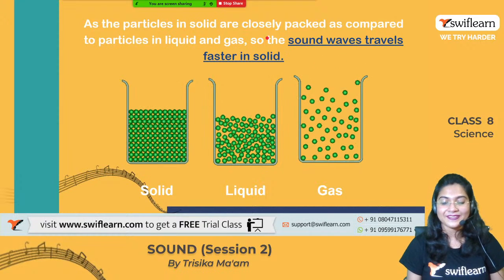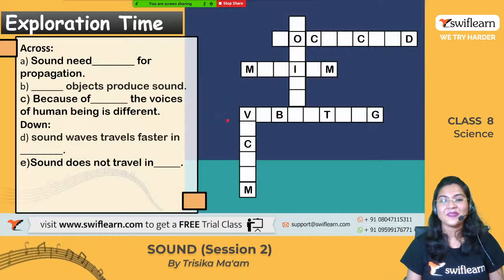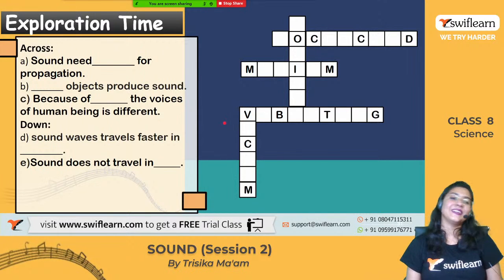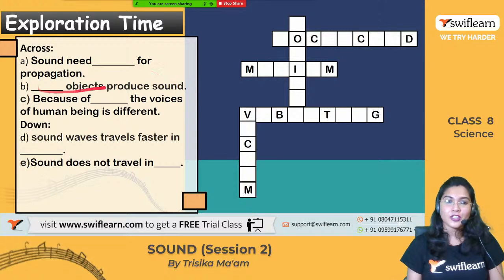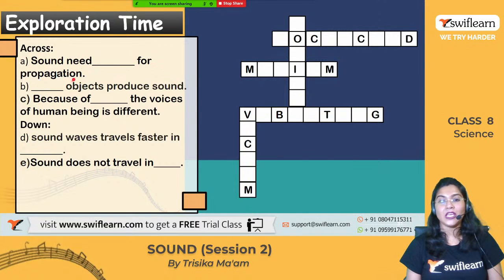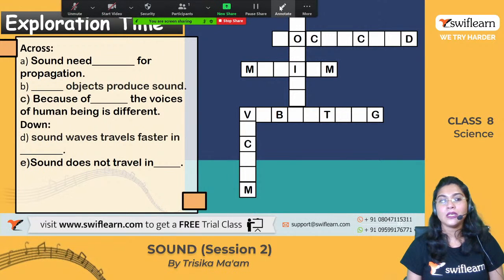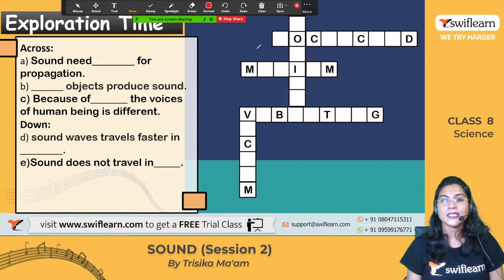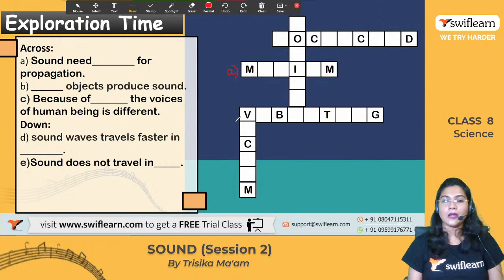Very good. Now let us move on to some puzzles. So can you tell me the first one? Sound needs dash for propagation. Let me write it over here. Which one is A, B, C, D? This one is A.